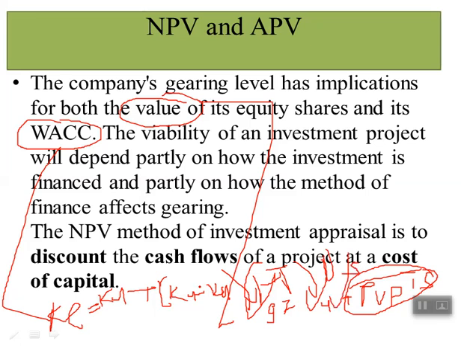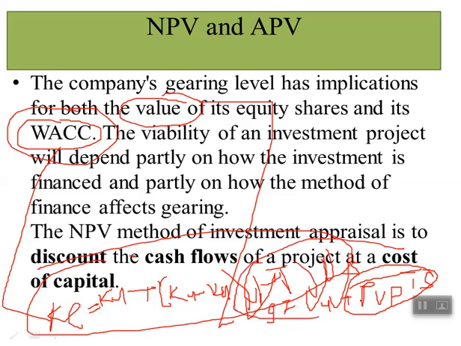Meaning, the way you finance your business is going to affect your cost of equity, which is automatically going to affect the WACC. So in the adjusted present value, we are interested in this. We are interested in the cost of capital, which is our WACC, and we are also interested in this part that we have talked about.